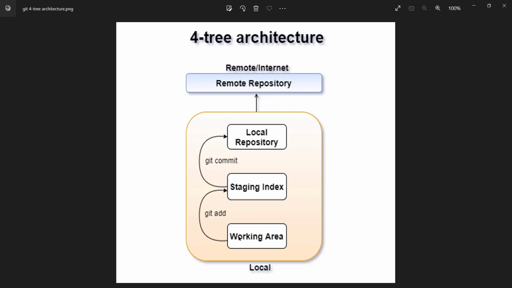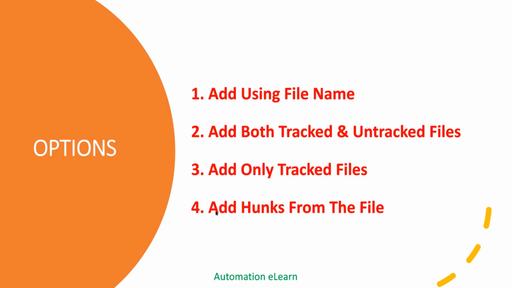So today I will discuss four important and very useful ways to add your changes from the working area to the staging index. So we will understand the different ways of using git add with different flags. These are the four options that we are going to understand in this video.